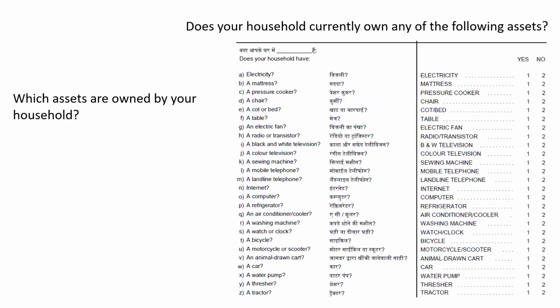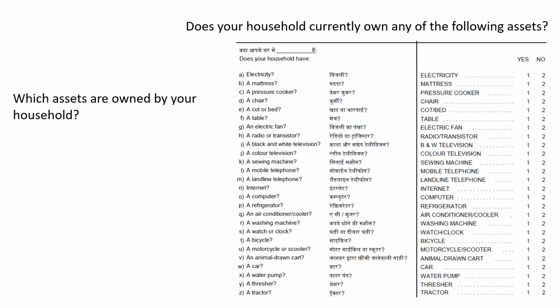Again, here you can see that if you ask the question, what assets are owned by your household, the response you get will be different. But if you ask, does your household currently own any of the following assets, and one by one you are asking and ticking yes and no, then it is more likely that the person will not forget and an answer to each question will be given. So in the NFHS, you will see the format on the right is used rather than the one on the left. And this is very important. Why is this important? Anyone knows this question?